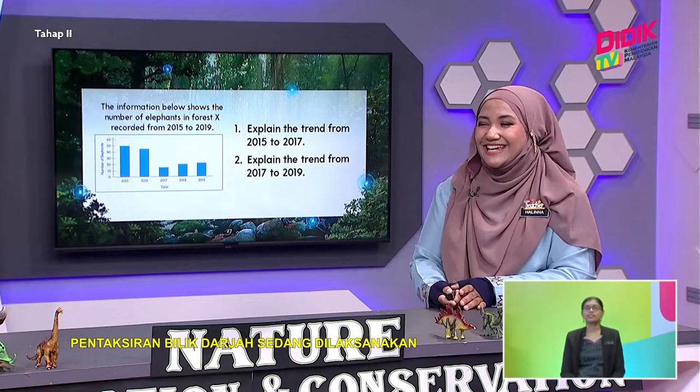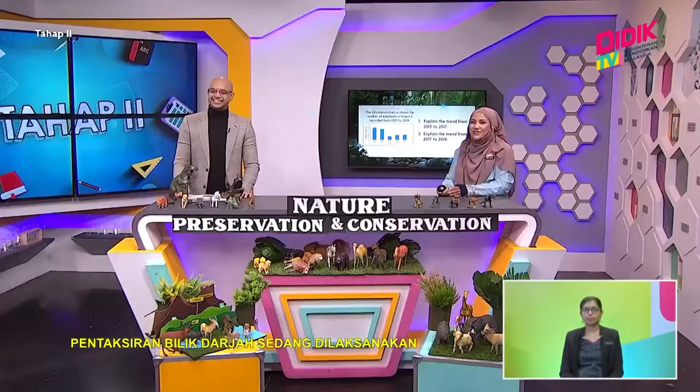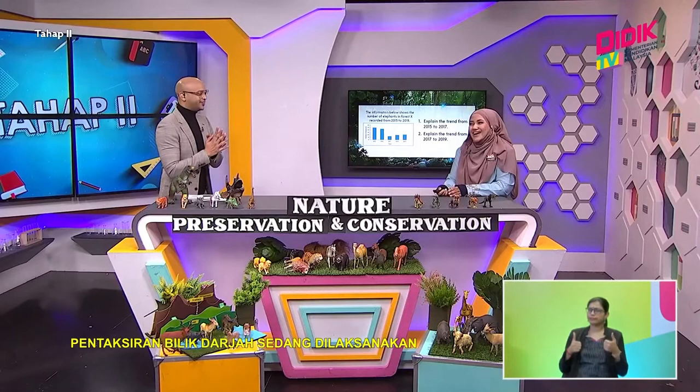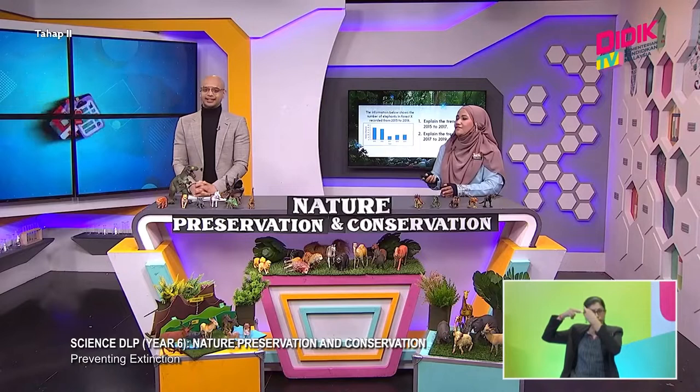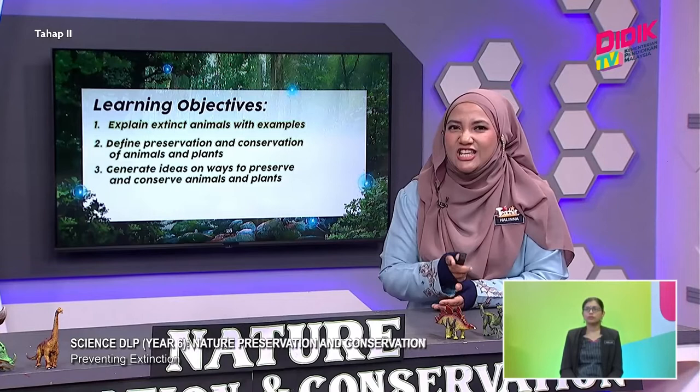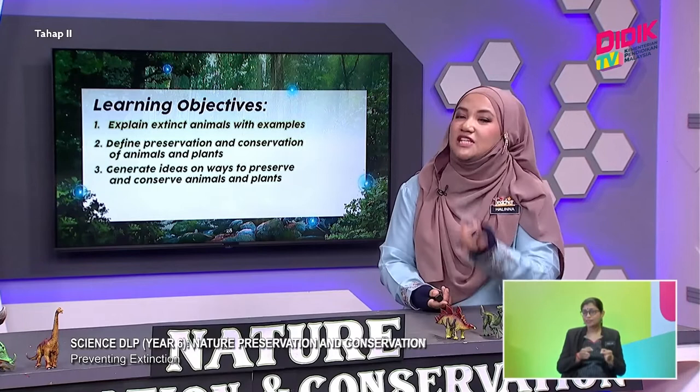Yes. Yay! Okay, Abang Sean, you did very good. Thank you. All right, let's recap our learning objectives. If Abang Sean can still remember, then he will get his stars. The first one, explain extinct animals with examples. Just give two. Okay, saber-tooth tiger and mammoth.